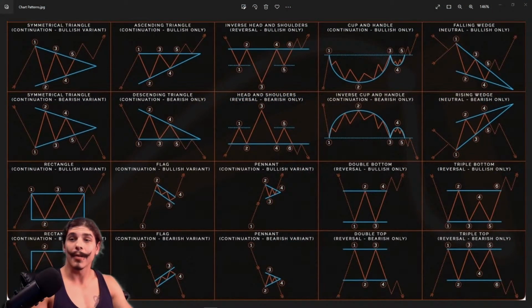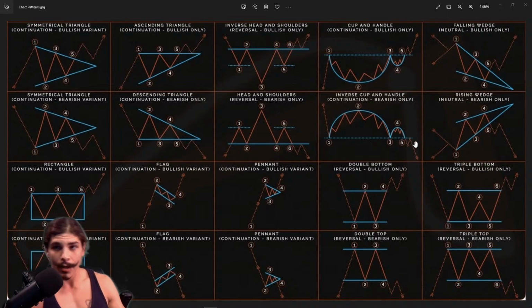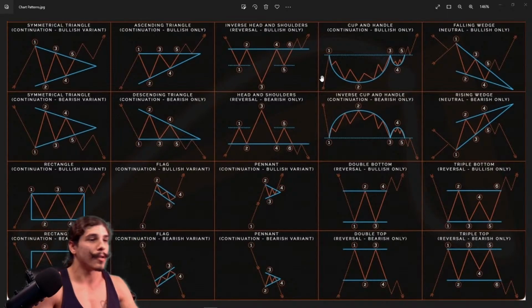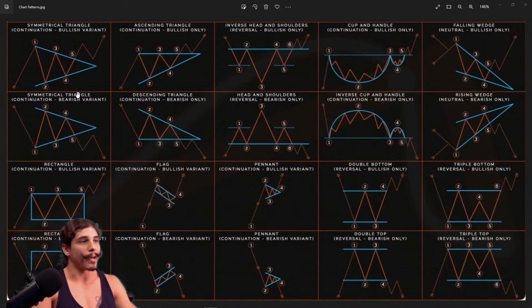There we go. Okay, so there are a lot of different structures to talk about. My face is covering up the rectangle continued bearish variant continuation. But as you can see here, there's more than what's on this screen. We have symmetrical triangle bullish variant and symmetrical triangle bearish variant that we're going to be talking about today. And we're also going to be talking about the bullish flag and the bearish flag variants.